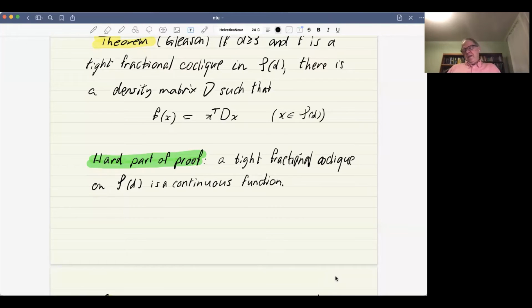Now, each clique must get one vertex labeled 0, one vertex labeled 1, one vertex labeled 2. And so if I look at the vertices labeled 0, that will be a fractional co-clique, and it's tight. But Gleason tells us that's not a continuous function. So there can't be a 3-coloring of the orthogonal graph in R3 or in any dimension greater than 3.